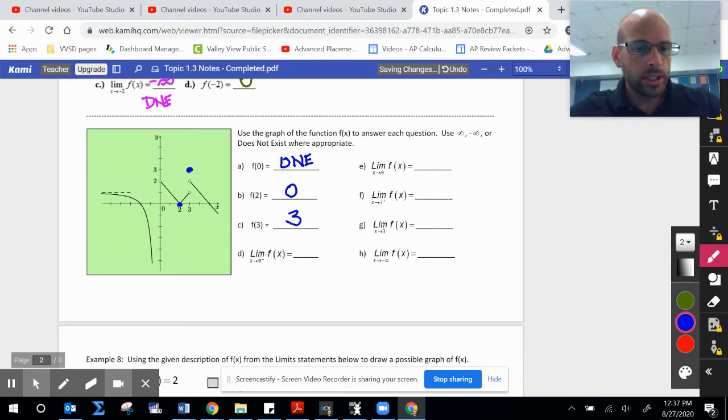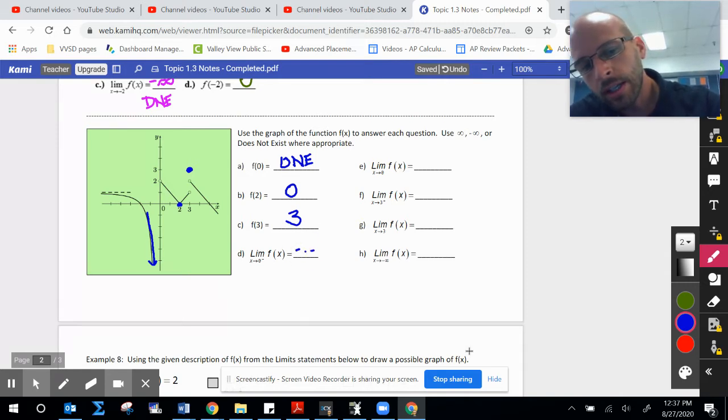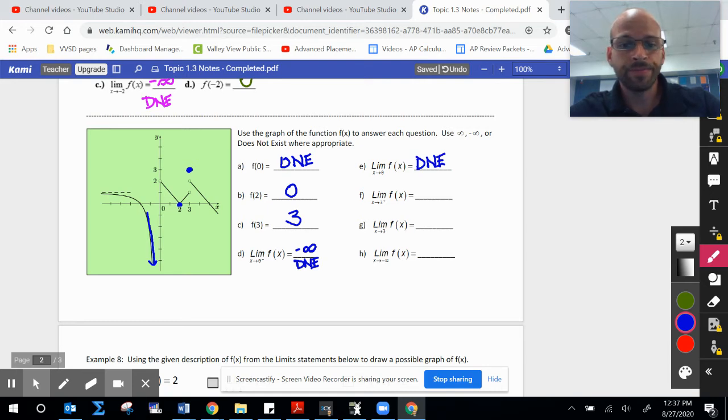Part D, as I approach 0 from the left. So 0 from the left is going to be this section that is going to go to negative infinity. And like I said, I would also accept a does not exist here. Now for part E, as I approach 0, this is a two-sided limit. So from the left and from the right, those are not the same. So that definitely does not exist because the left and right side have to be the same in order for a two-sided limit to have a value.